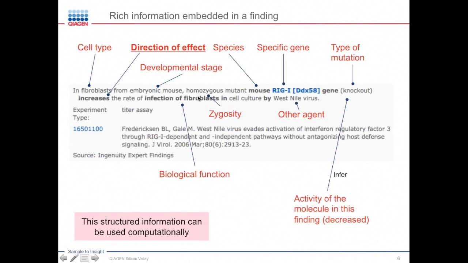That's the thing that says what happens in a directional way, which is more valuable than just saying knocking out a gene is associated with West Nile virus. It increases the infection. And so these are used computationally when IPA analyzes data. One of the other things we can do is infer things like the activity of the molecules decreased. So there's another type of direction in a sense: loss of the activity increases the infection.